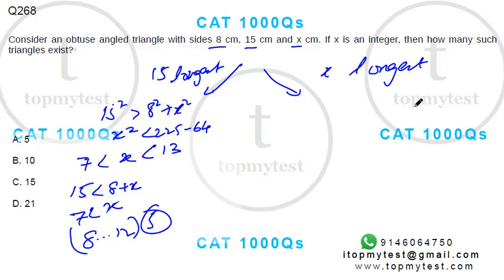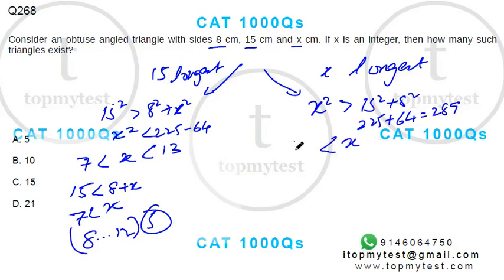Okay. Now let's see what happens when x is the longest side. When x is the longest side, x square should be greater than 15 square plus 8 square. 15 square is 225, 8 square is 64, this is 289. So x has to be bigger than 17. Also, using triangle inequality, x should be less than 15 plus 8, which is 23. So x should be between 17 and 23.